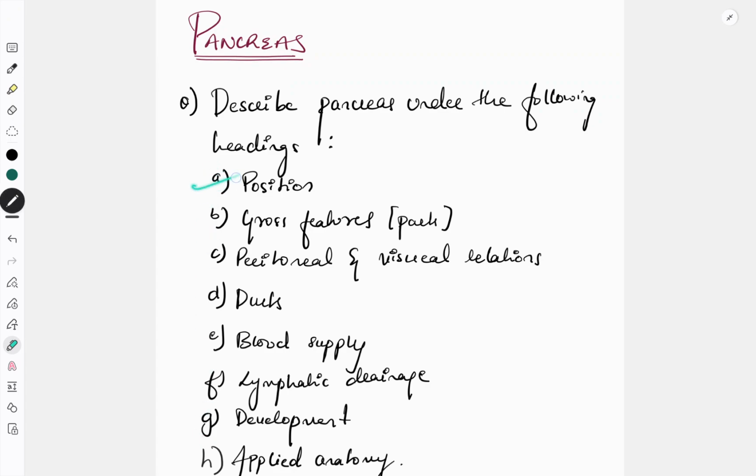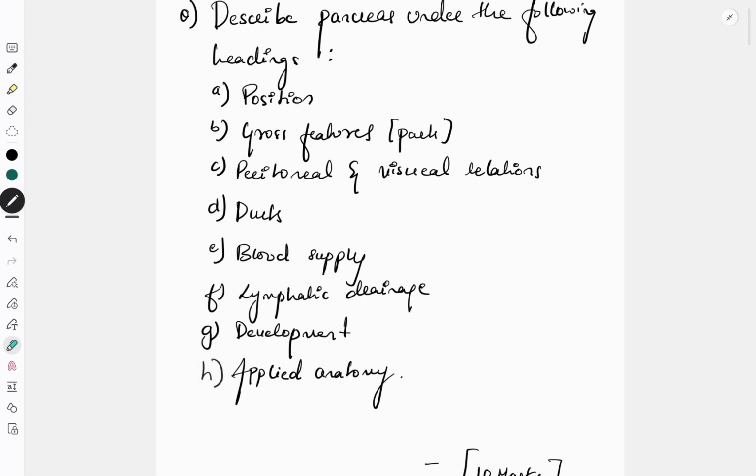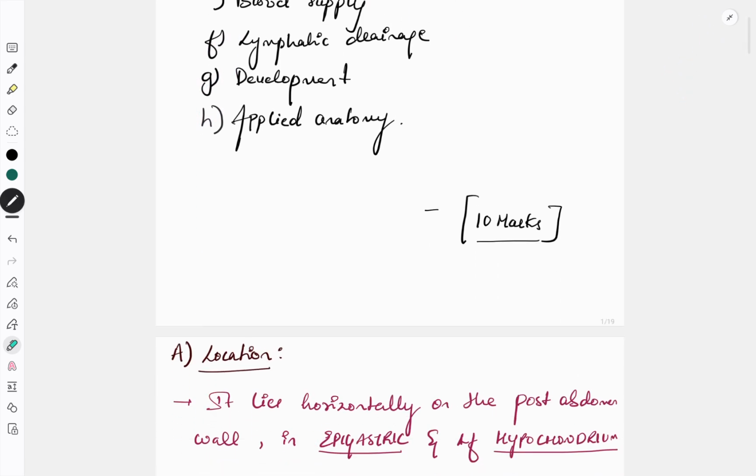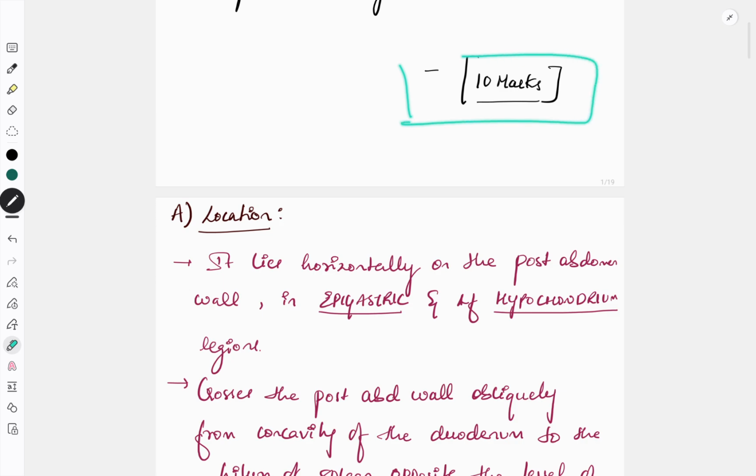We will be learning about its position, parts, peritoneal as well as visceral relations, which is very important and usually very confusing. The ducts, blood supply, which includes both arterial as well as the venous supply, lymphatic drainage, development as well as applied anatomy. So in this video you will be learning about the pancreas. It can come as a 10-marker question also.